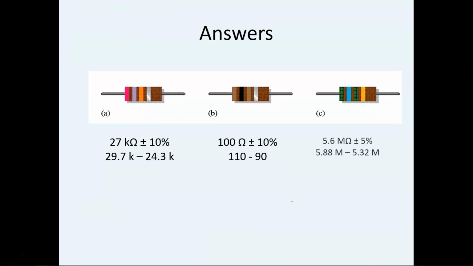So just to verify our answers, there you go. So you have 27 kilo plus or minus 10%, and that leads you to a high of 29.7 and a low of 24.3. Looking at this guy, he's 100 ohms plus or minus 10%. That leaves you with 110 and 90. And then you have 5.6 mega plus or minus 5%, which is 5.88 and 5.32. So it looks like the answers we found just a minute ago are the ones we need.